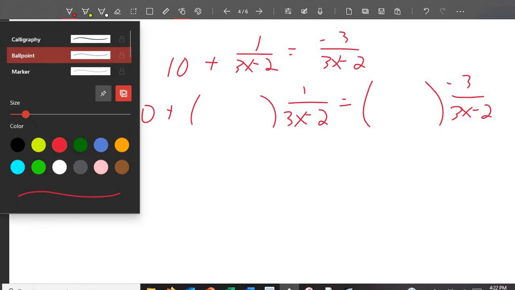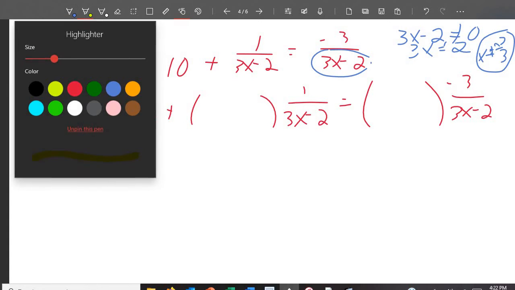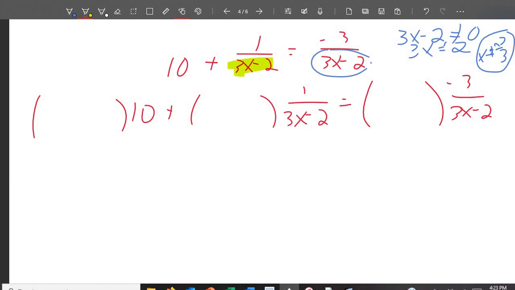So what I want you to do over here is take the denominator, put a not equal to symbol, and put 0. And we're going to solve for x like we would normally. Move the 2 over, becomes positive. Divide by 3, and we'll get my restriction is 2/3. Now the common denominator this time is just 3x minus 2. That's all it has. So we're going to put 3x minus 2 in the parentheses.